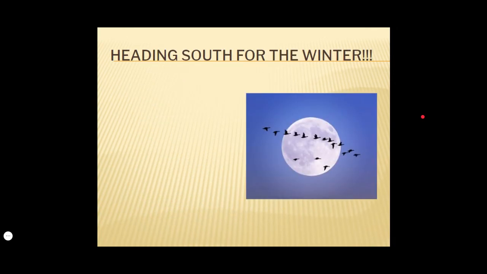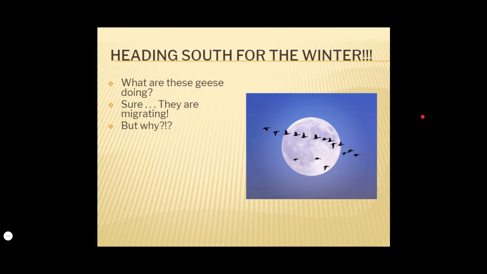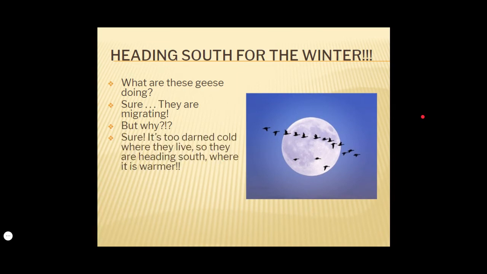We see this a lot, especially at this time of the year, heading south for the winter. What are these geese doing? They're migrating. But why do they need to migrate? Well, they need to migrate because it is way too cold where they live in the wintertime. So they head south where it's going to be warmer. Then when it starts to get way too hot, they come back up to their original habitat.